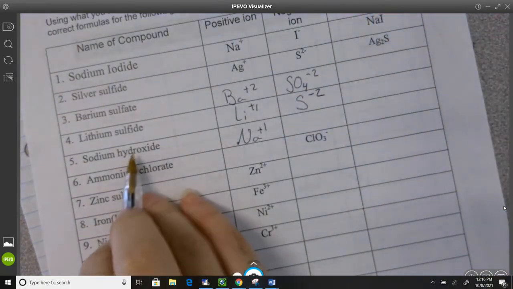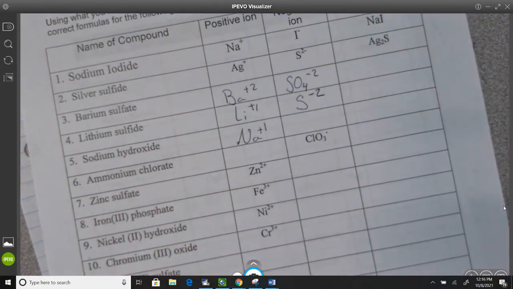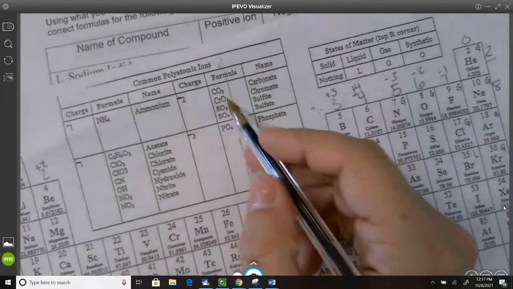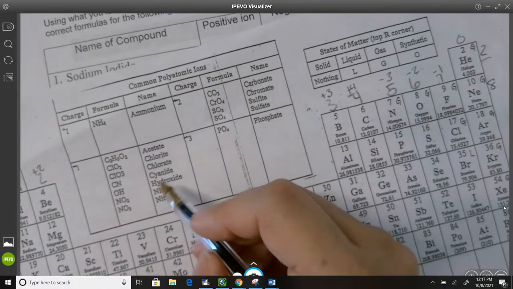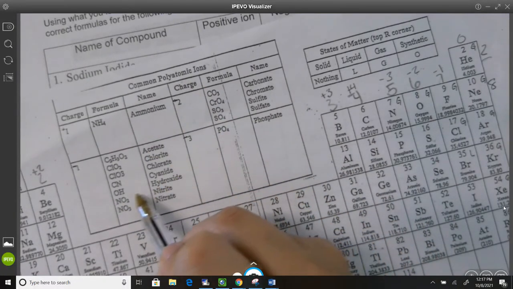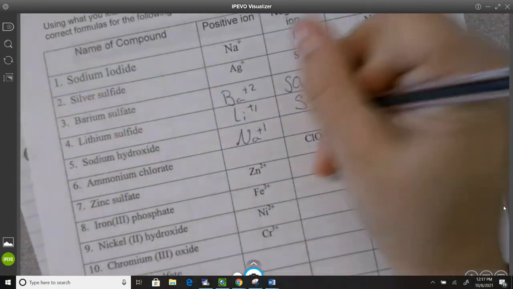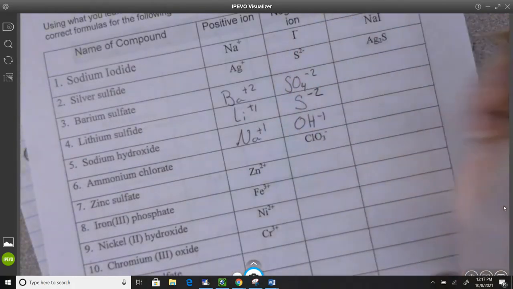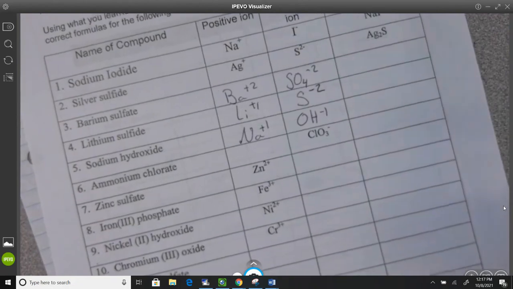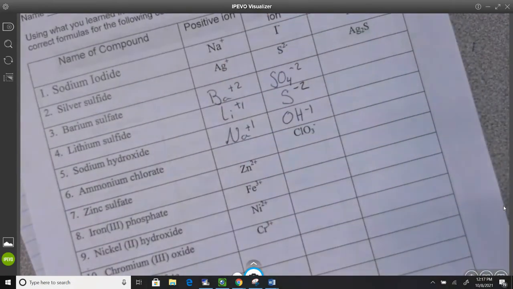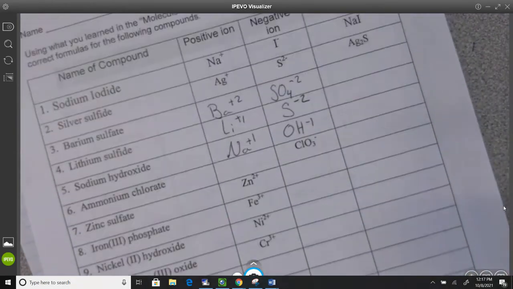If I'm looking at hydroxide, hydroxide is another one that's kind of strange. So I would look up and I would try to find hydroxide up here, and I would find it right here. And I see OH, -1. So that's all you're really doing right here.